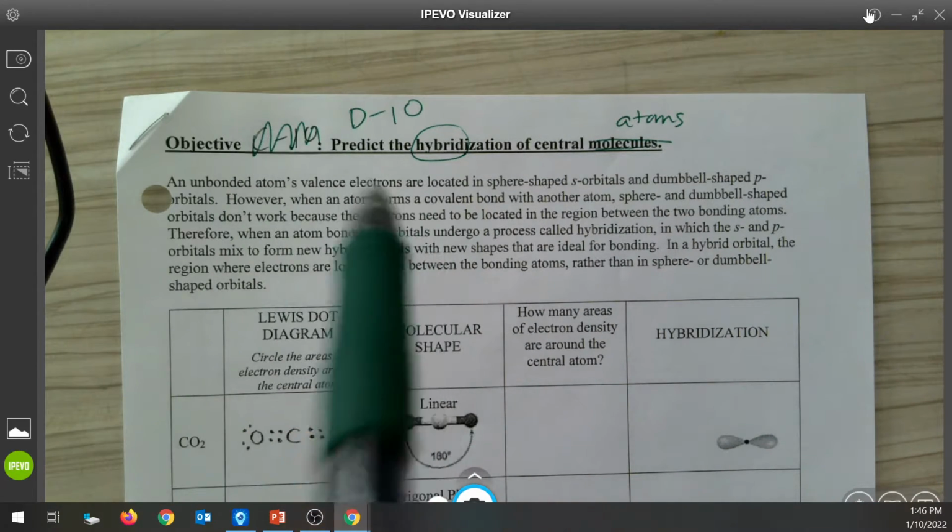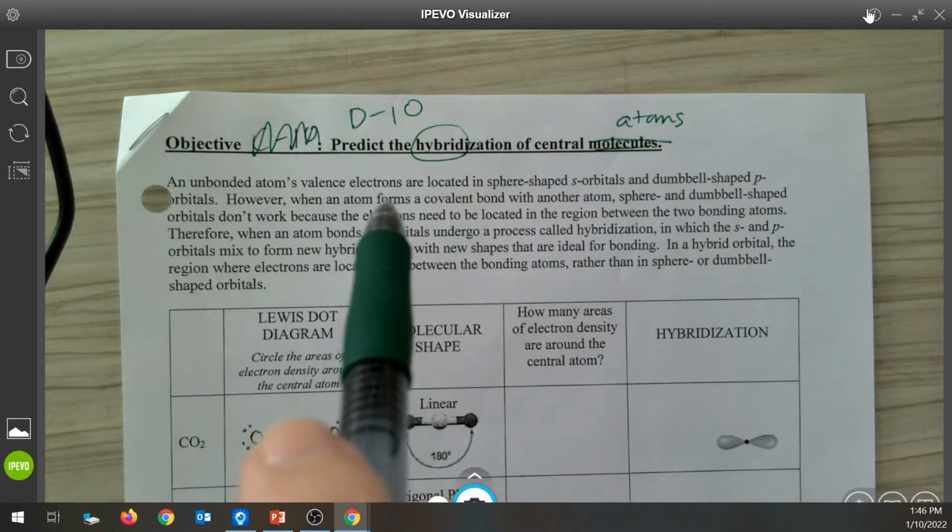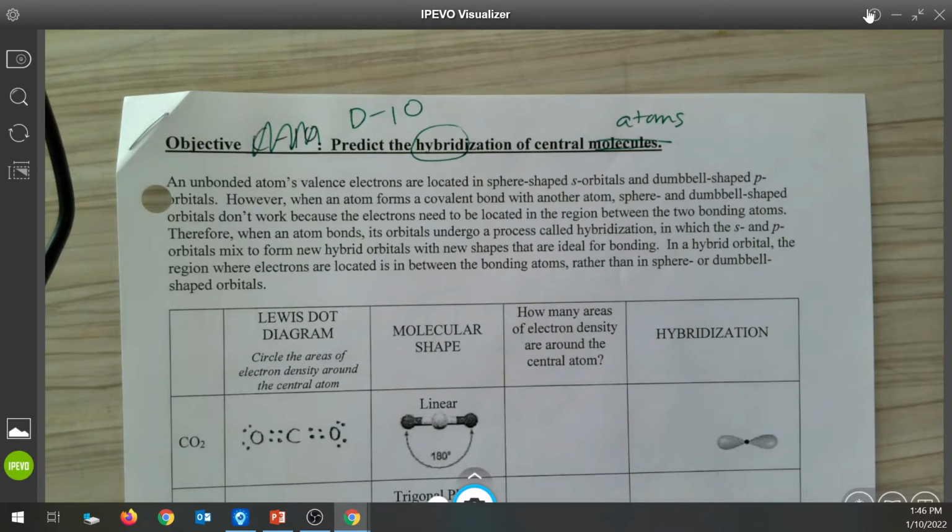An unbonded atom's valence electrons are located in sphere-shaped s orbitals and dumbbell-shaped p orbitals. So those 1, 2, 3, 4, 5, 6, 7, or 8 valence electrons are always part of s or p orbitals. Okay, s's are sphere-shaped, p's are dumbbell-shaped. The orbital is the region of probable location. It's the region where you're likely to find those electrons.